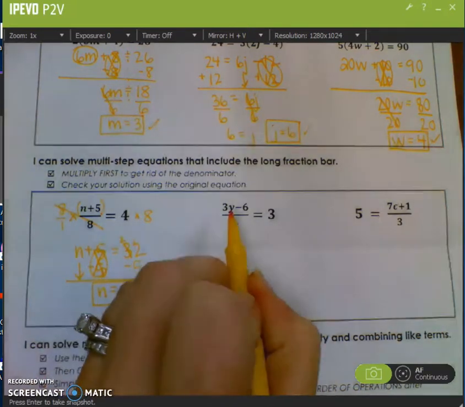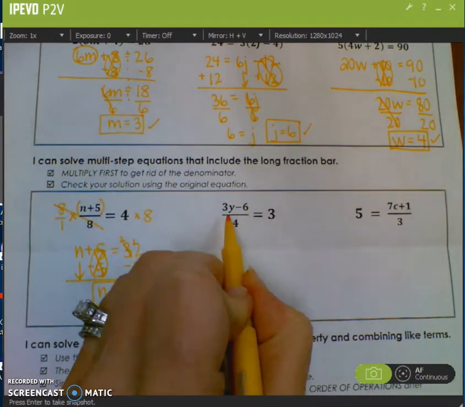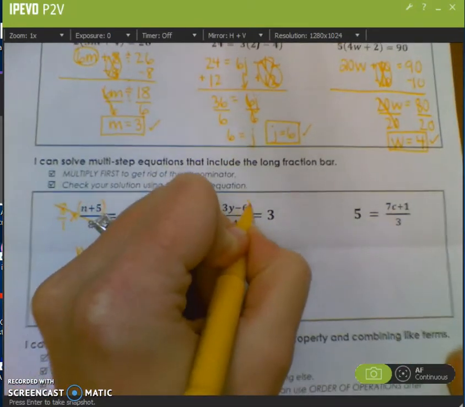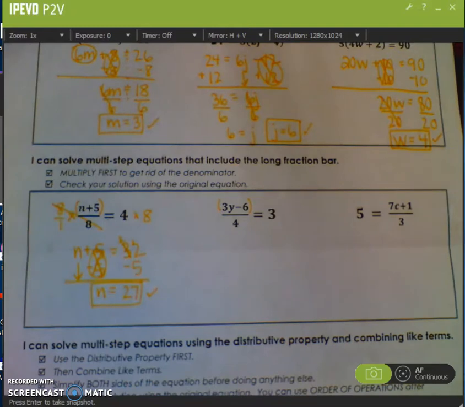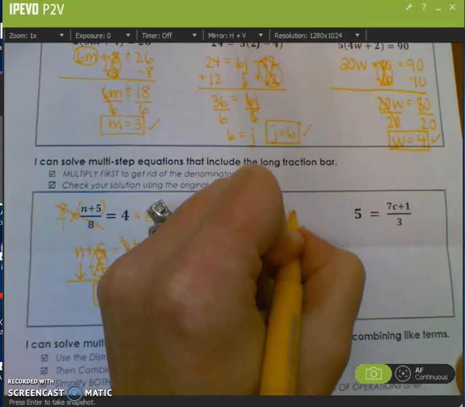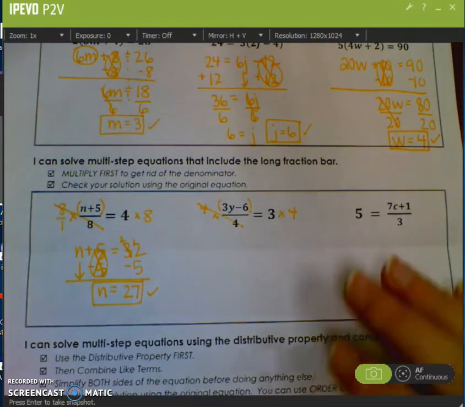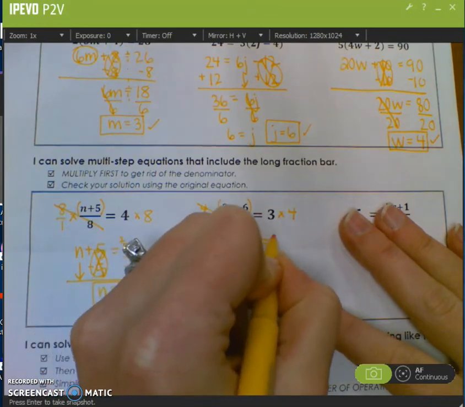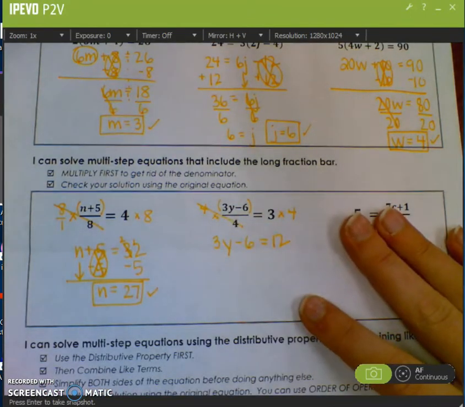This next one says 3y minus 6 over 4 equals 3. Again, this numerator is all grouped together, and we want to get rid of our fraction. We want to get rid of the denominator as soon as we can. We do that by multiplying by the denominator. The 4's will cross-reduce and cancel each other out, and then I can multiply the opposite side by 4 as well. Here I'm left with 3y minus 6 equals 3 times 4 is 12.